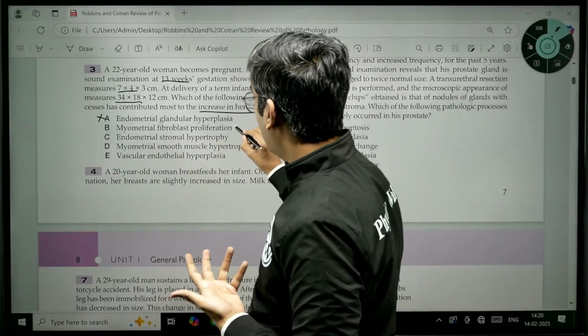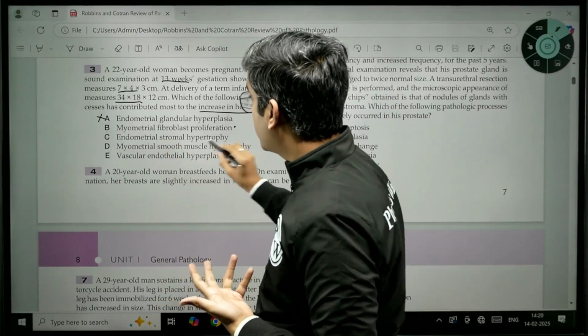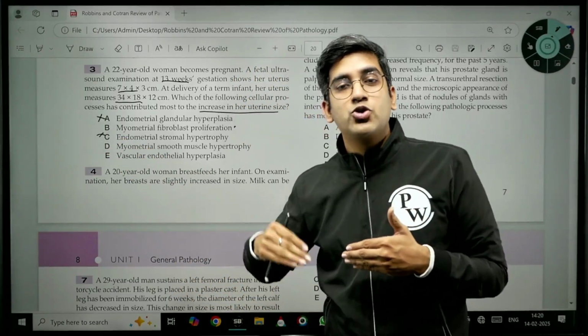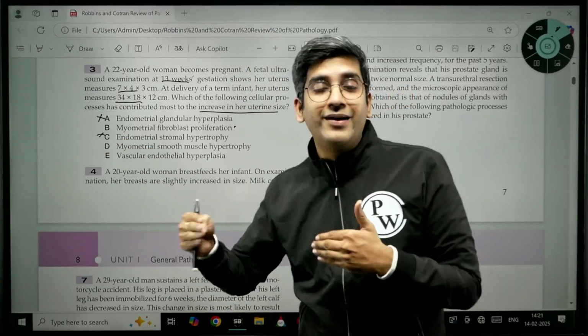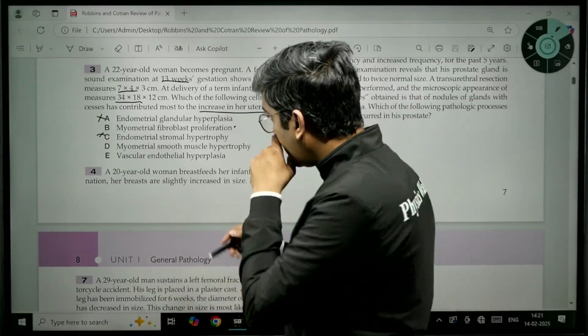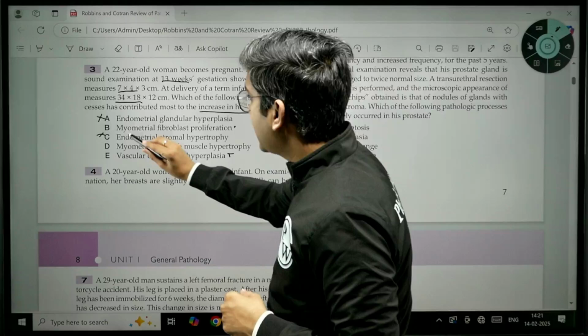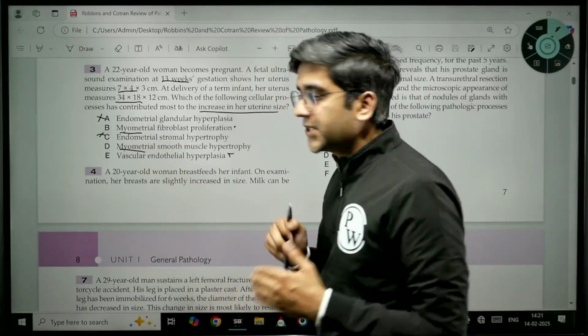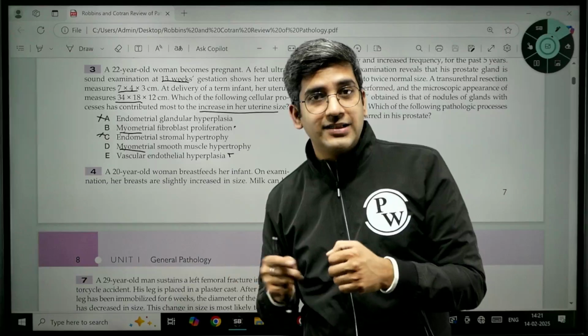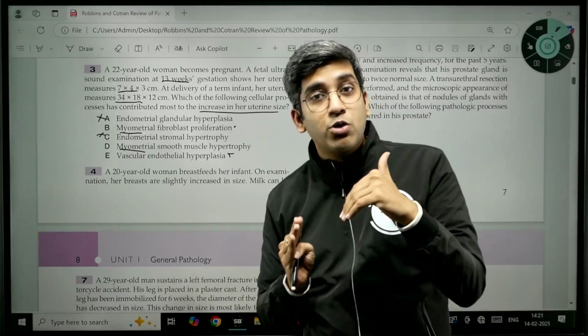Myometrial fibroblastic proliferation, let's put a dot here. Endometrial stromal hypertrophy, definitely no. Stroma or endometrium is not going to be involved here. Here it's the myometrium, which becomes thicker to accommodate the ever-growing fetus, right? Vascular endothelial hyperplasia, no. So it's about the myometrium. So I have two options here. If myometrial fibroblast, option B, is the right answer, the myometrium becomes fibrotic.